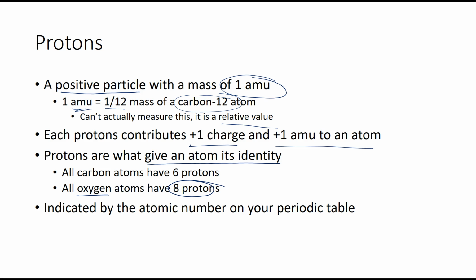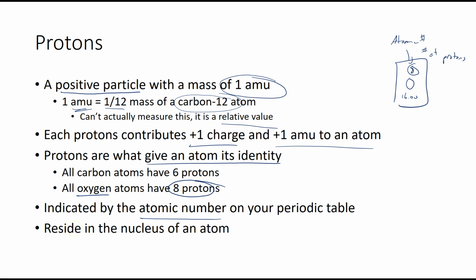And it is indicated by the atomic number on your periodic table. If I look at oxygen on the periodic table I gave you, you get this little box, the big O in the middle, and it's going to have an 8 above it and a 16.00 below it. That 8 is the atomic number, and it's also the number of protons. That's what the atomic number tells you.